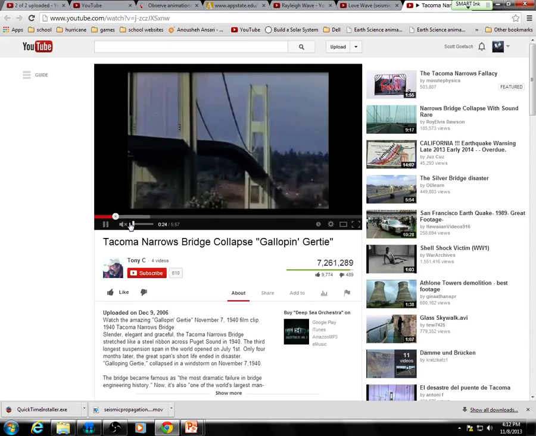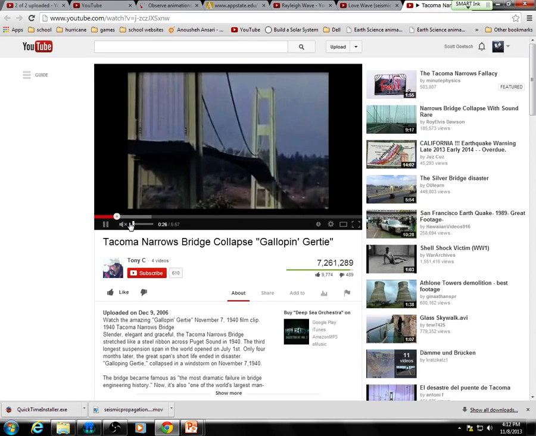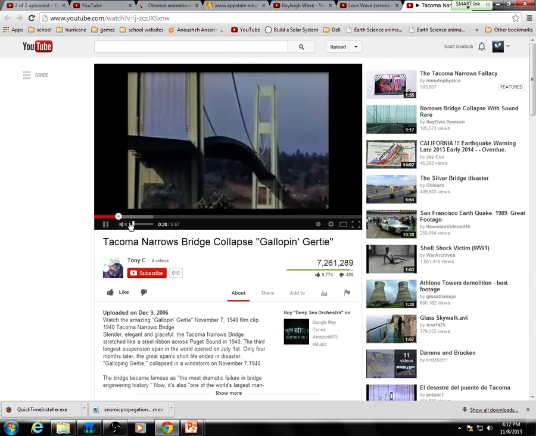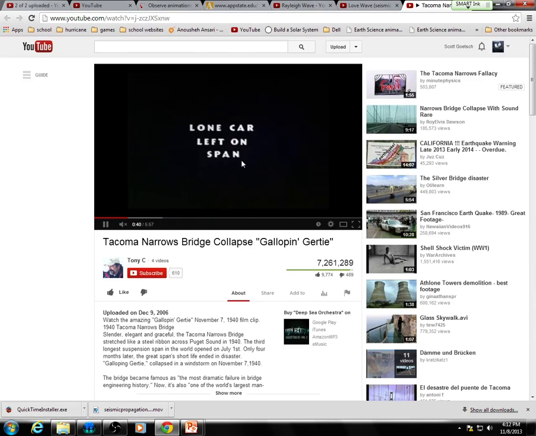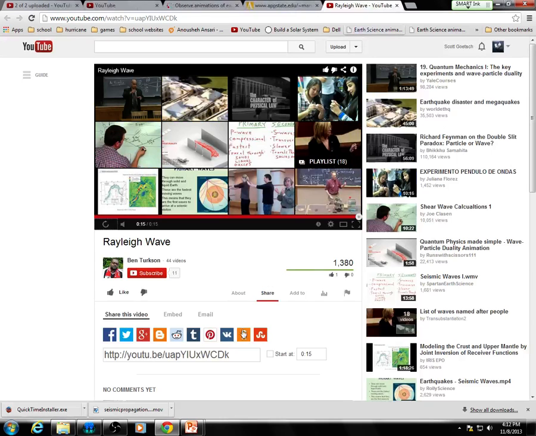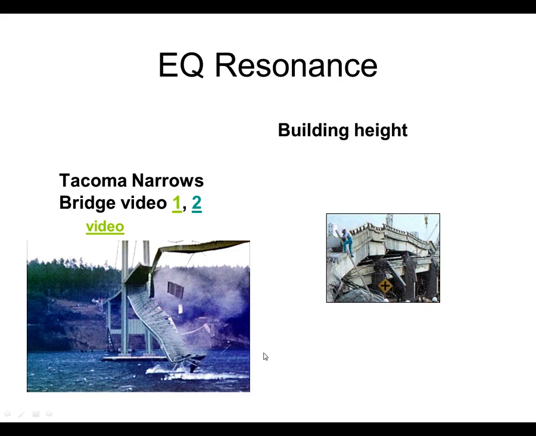Like I said, we can watch this video in class, or if you really want to watch it, I put a link in my playlist. You can watch the end result or the final result of this bridge. But this is this idea of resonance. And buildings can be in resonance similar to this during an earthquake. And certain heights of buildings can be more susceptible. Like I said, we'll do a demonstration of that in class.